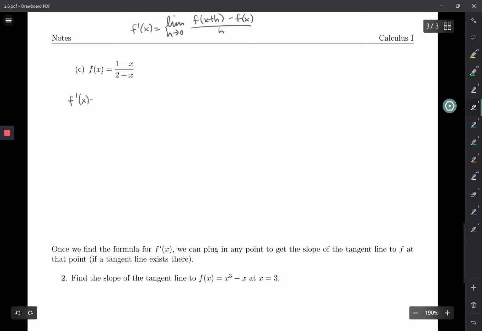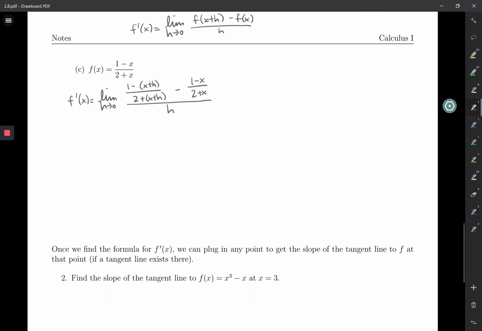So f prime of x is equal to the limit as h goes to 0. And then we want to evaluate the function at x plus h. So we plug in an x plus h wherever there's an x in the formula, like that. And then we have f of x, so we just use this formula right here. And this whole thing over h.